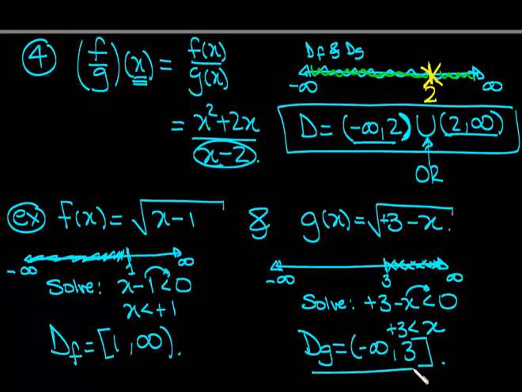So these are the good x values, and you can check them. If I pick 0, if x is 0, you get the square root of 3 minus 0, which is square root of 3. That's a good number. On the other hand, if I pick 5, that's not in the domain. You get 3 minus 5, which is square root of negative 2. We cannot take the square root of negative numbers, so that's bad.